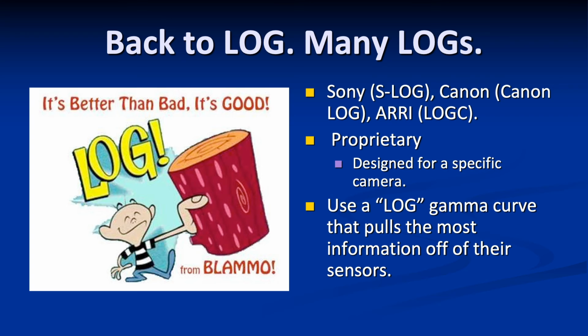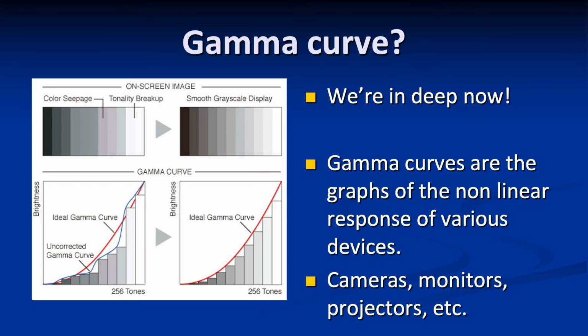They're proprietary again because they're manipulating the raw data to create a log file, and so they're designed for specific cameras. Log uses a gamma curve that pulls most of the information off their sensors, and by gamma curve what I mean is we're changing the luminance response of a camera's sensor to better see details in shadows and highlights. The gamma curves are basically the difference between the graph that the camera's sensor produces when it comes to linear response and the actual graph.